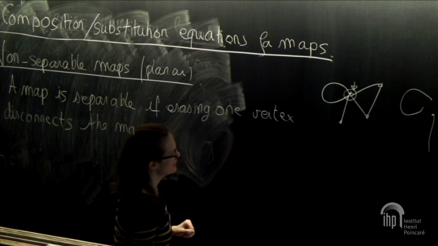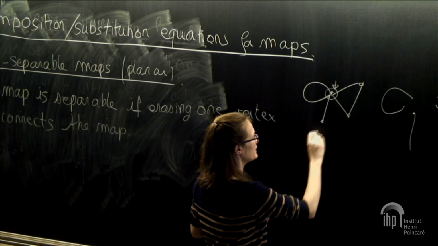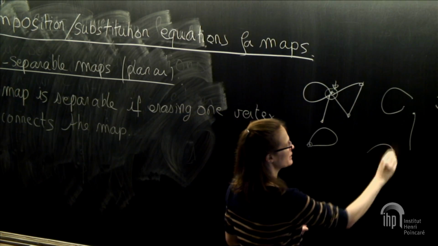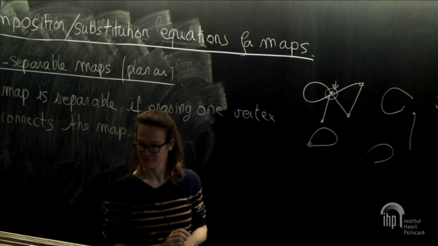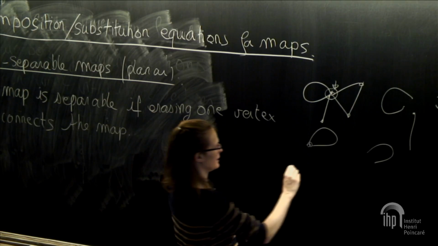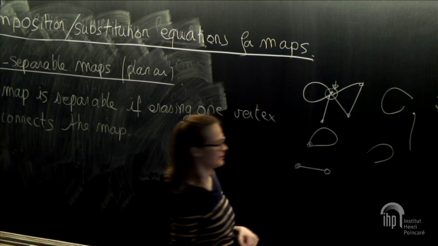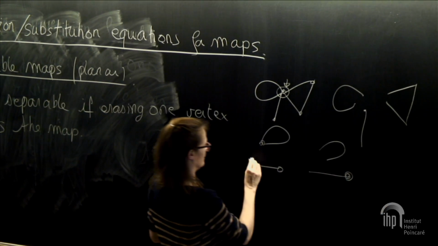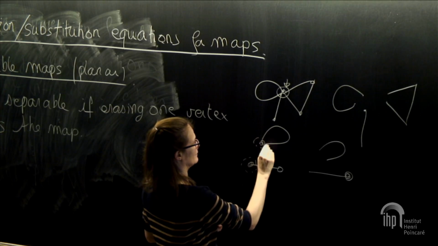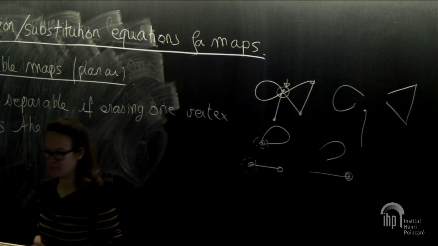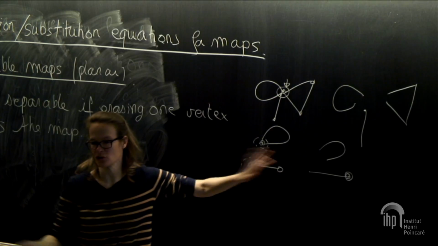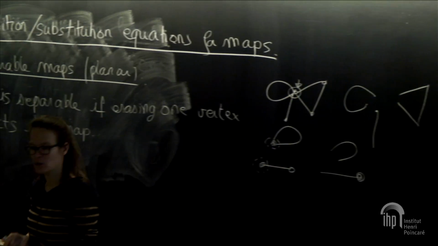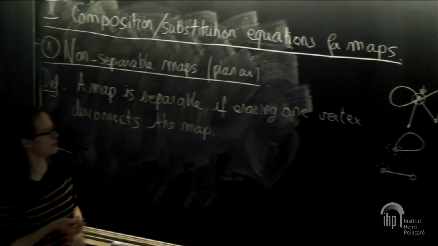Yeah. So with this definition, this is not separable, and this is not separable either. If I delete this, I get that. So with this definition, sometimes you will see different conventions. The two one-edge maps are non-separable.